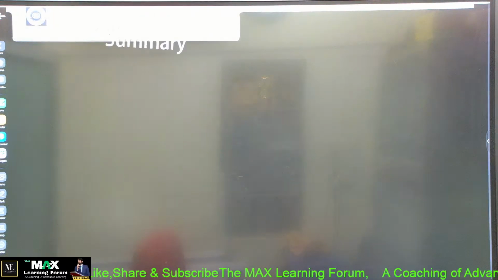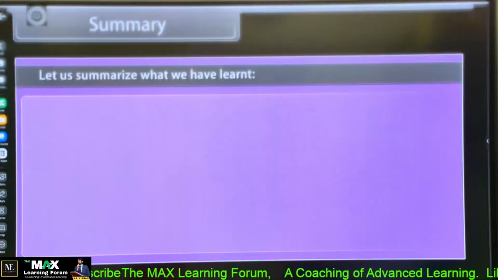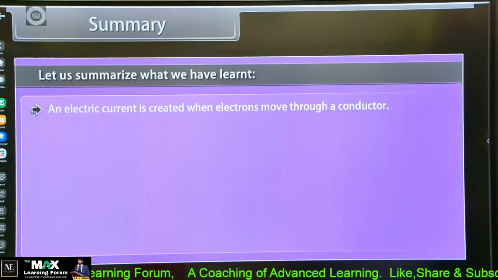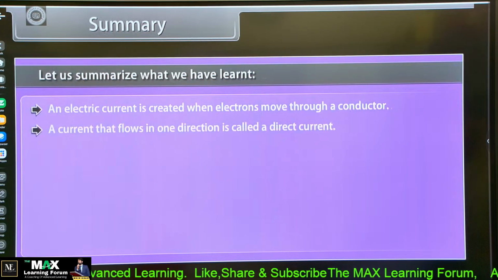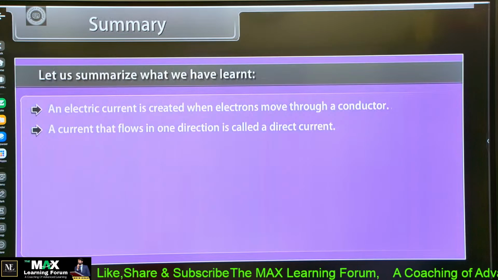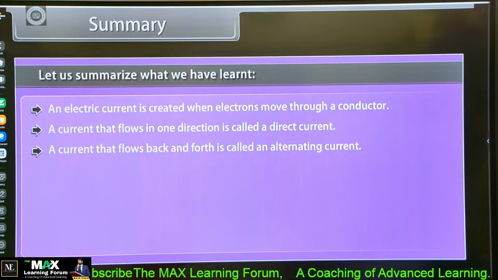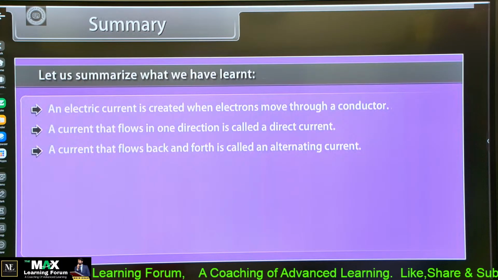Summary. Let us summarize what we have learned. An electric current is created when electrons move through a conductor. A current that flows in one direction is called a direct current. A current that flows back and forth is called an alternating current.